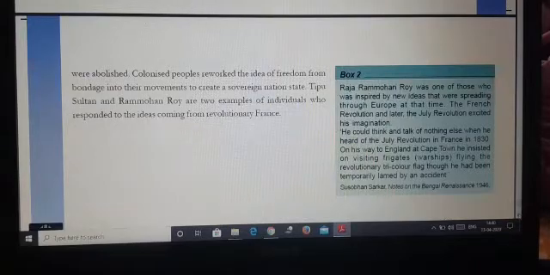Tipu Sultan and Raja Ram Mohan Roy are two examples of individuals who responded to the ideas coming from revolutionary France. So this was the overall chapter. In box number 2, there is some information regarding Raja Ram Mohan Roy, who was inspired by the new ideas that were spreading through Europe at that time. So Indians were affected, and Indians learned the activity of revolution and mass revolution from France.